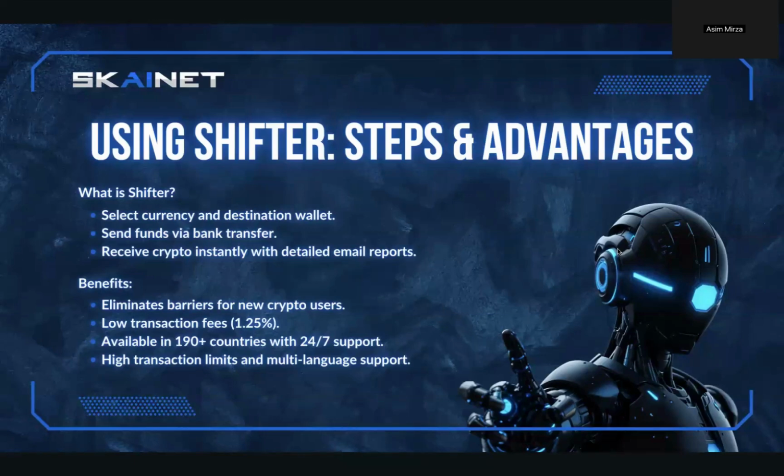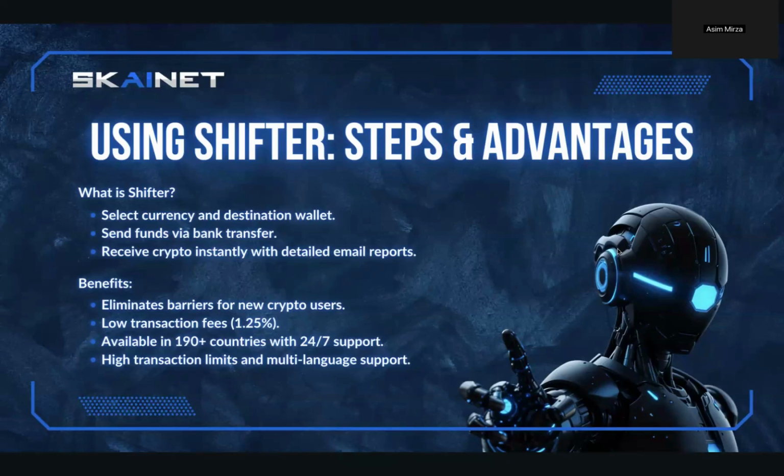Also, Shifter is available in 190 plus countries, which could be beneficial for where you're living. It's a very easy solution to go from fiat to crypto and then from crypto back to fiat as well. And they have high transaction limits up to 500K. For our German community, I believe the numbers are a bit different.